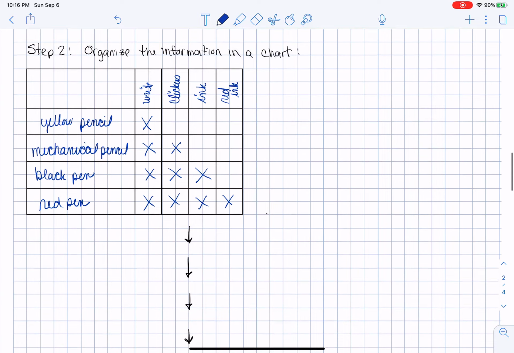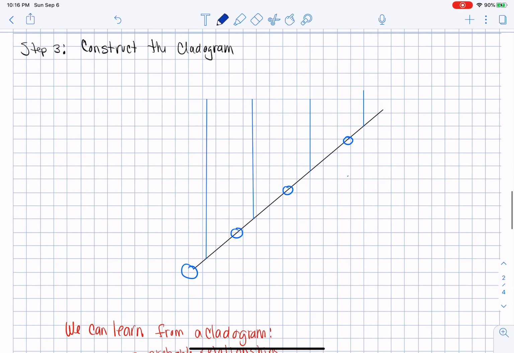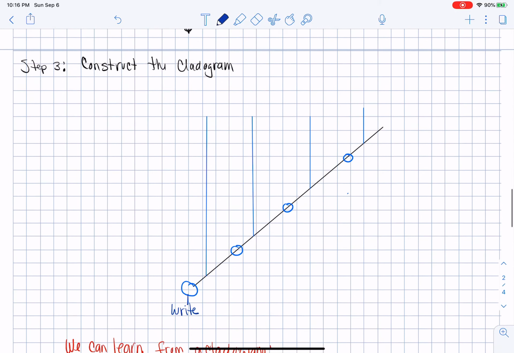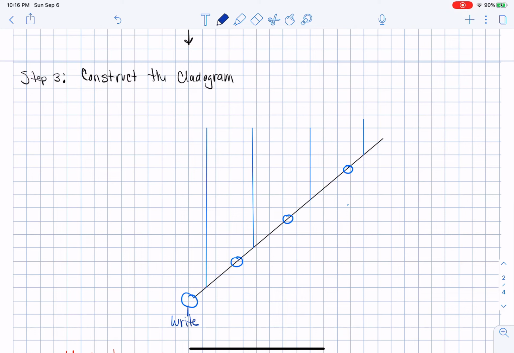We can use this information then to make a cladogram. And to construct that, we're going to use a line that points up to the right. At the bottom will be the characteristic that all have, and that characteristic would be that you can write with it. And the only utensil that just writes is the yellow pencil.